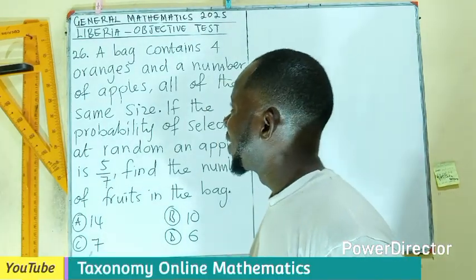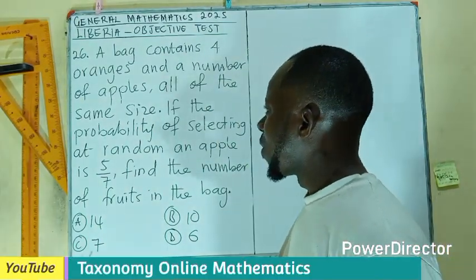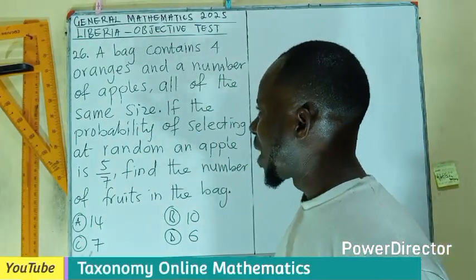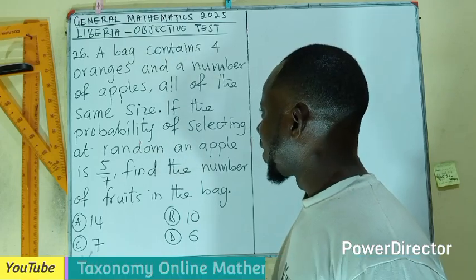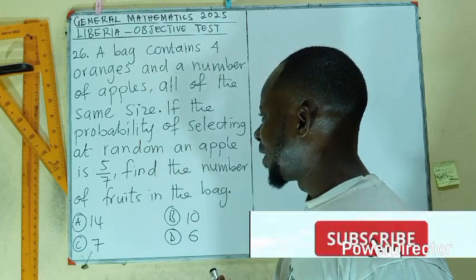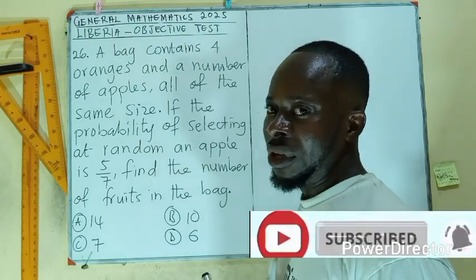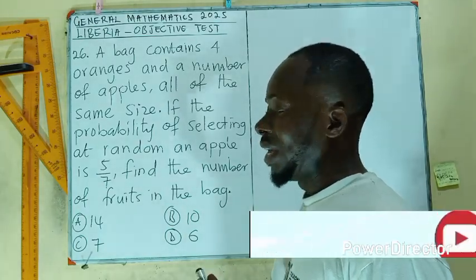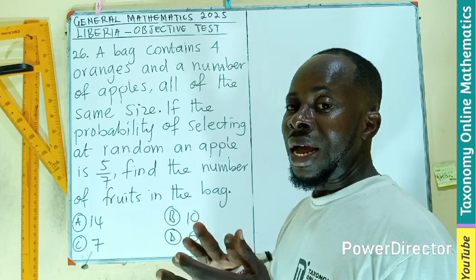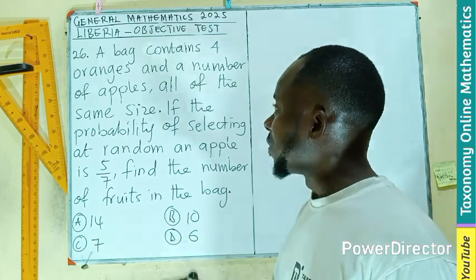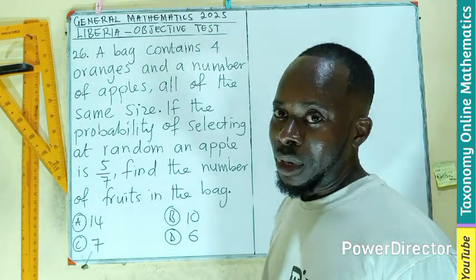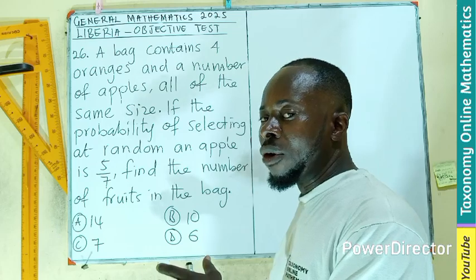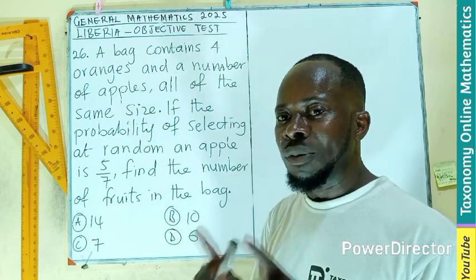Question 26. A bag contains 4 oranges and a number of apples, all of the same size. If the probability of selecting at random an apple is 5 on 7, find the number of fruit in the bag. So here there are only 2 kinds of fruit, which is orange and what? Apple. So probability of orange plus that of the apple will give me 1.